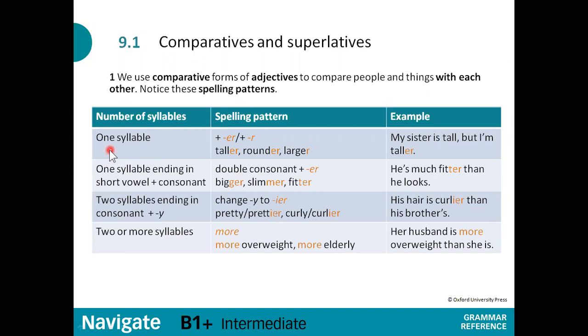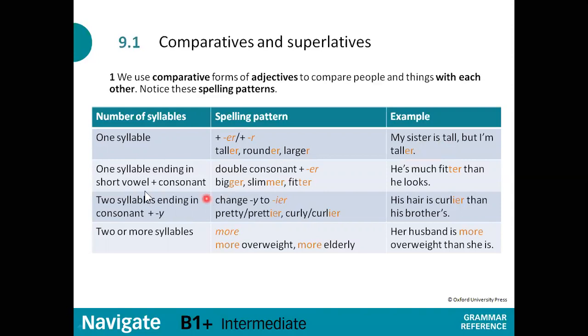So when there is a one-syllable adjective, you usually add er or r. For example, tall is a one-syllable adjective, you add r, so taller. Round is a one-syllable adjective, you add er. And large ends with e, that's why you just add r. An example: my sister is tall, but I am taller. So here you can see a comparison. My sister and I are compared here.